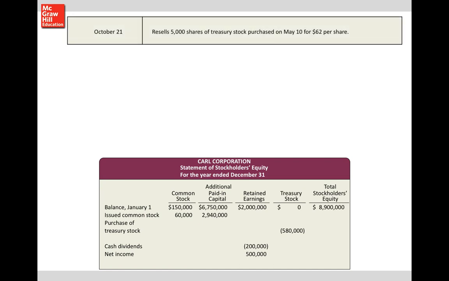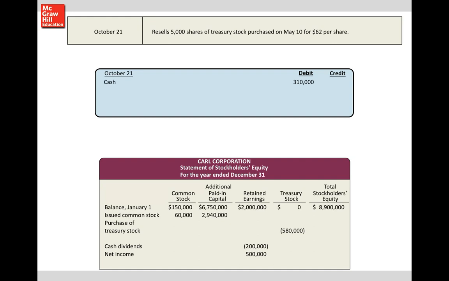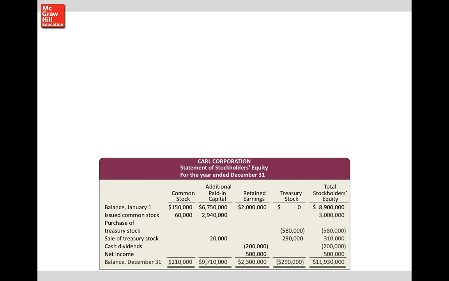On October 21st, they resell 5,000 shares of treasury stock that was purchased on May 10th for $62 per share. So more than they originally purchased it at. So you're going to recognize the cash for the full amount. Now the treasury stock, however, you're going to recognize those 5,000 shares times $58 per share that you originally purchased it at. The additional paid-in capital will be for the difference. So you'll see treasury stock at $290, an additional paid-in capital of $20,000. Next, you'll total up all the columns, and that will give you the statement of stockholders' equity.